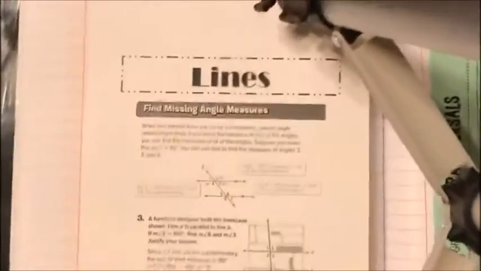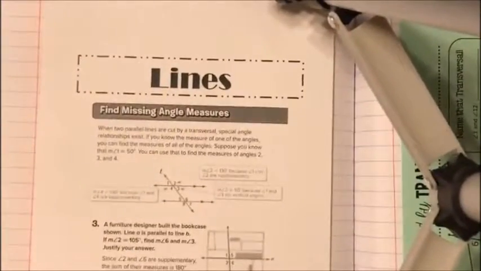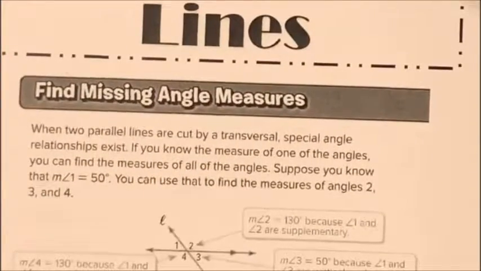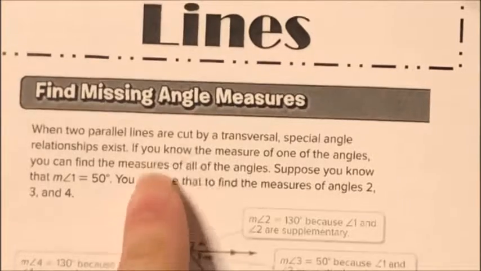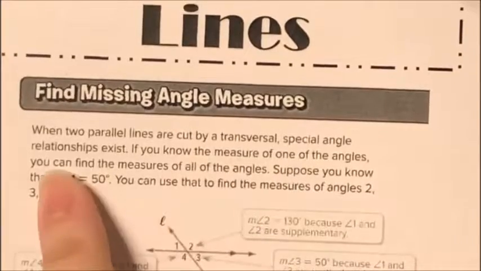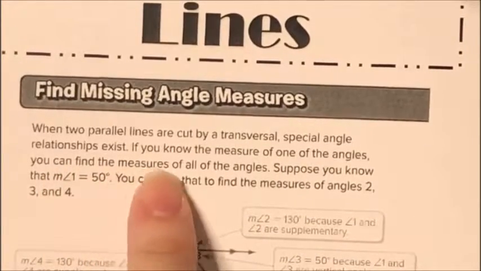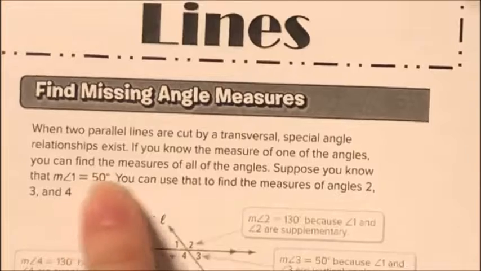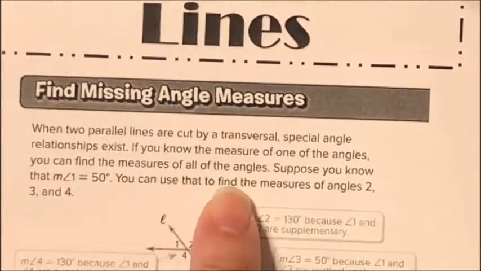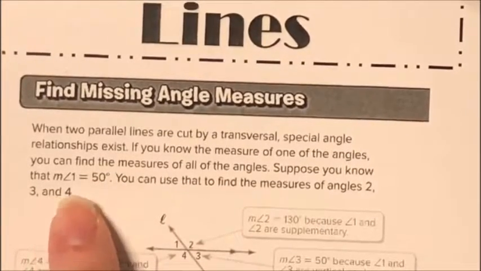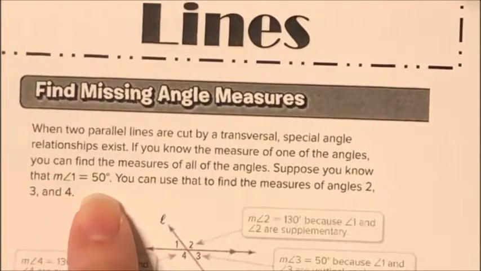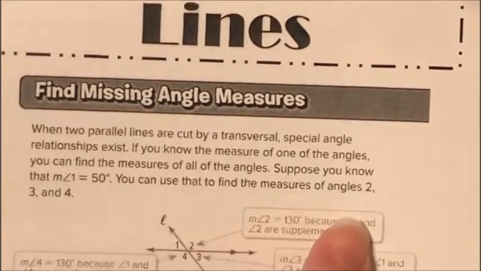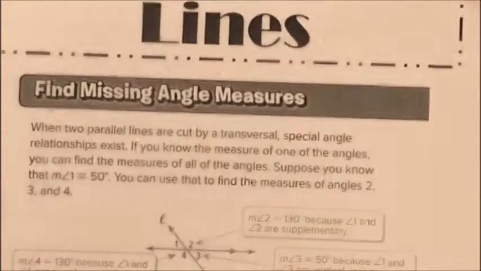All right. So we're going to talk a little bit more about lines. If I want to find the missing angle measures, when two parallel lines are cut by a transversal, special angle relationships exist. If you know the measure of one of the angles, you can find the measures of all of the angles. Suppose you know that the measure of angle 1 equals 50 degrees. You can use that to find the measures of angles 2, 3, and 4. Okay?